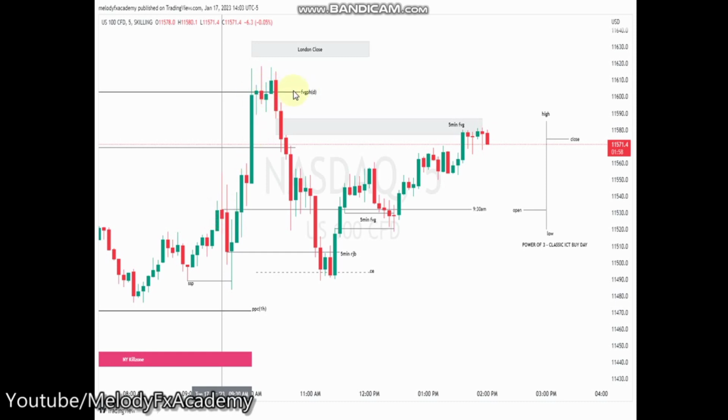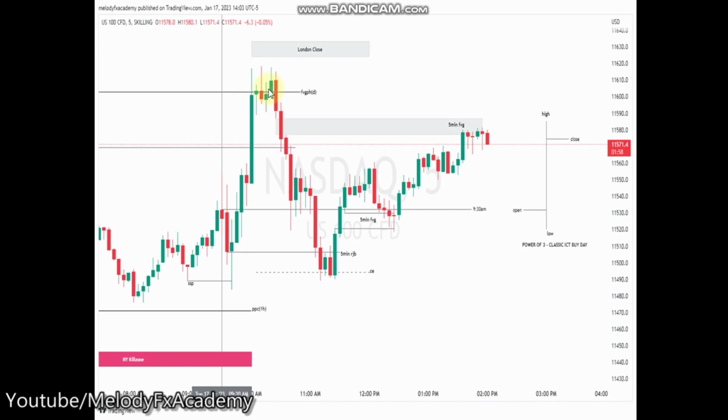I was eventually aiming for that fair value gap premium high. So price opened straight down first, went down below an old low to reach for sell side liquidity. So we dipped into that and price moved away, and eventually moved to that premium high.